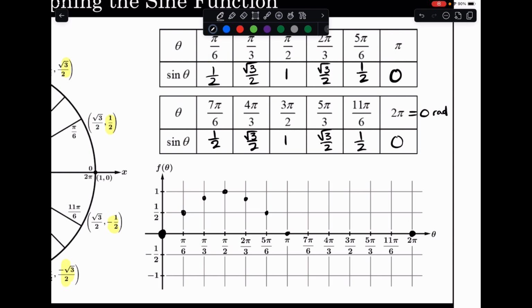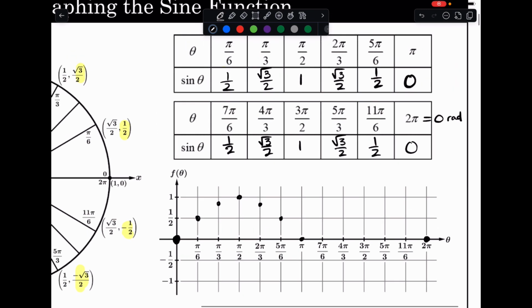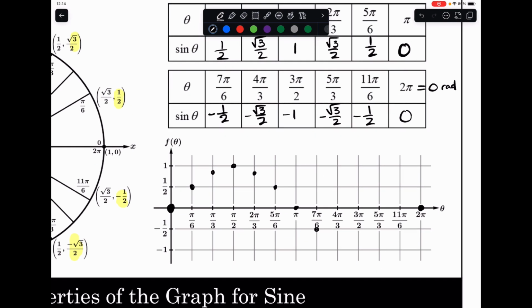And then we go below the x-axis, because at these values, I forgot to change the signs here. Let's go back and write in the sign here. Since these numbers are going to be in quadrant 3 and quadrant 4, that means the y values in those quadrants are going to be negative. So this should be negative, negative, negative, negative, negative, and of course 0 is neither. So let's plot those points. And the graph of the sine function looks like this.